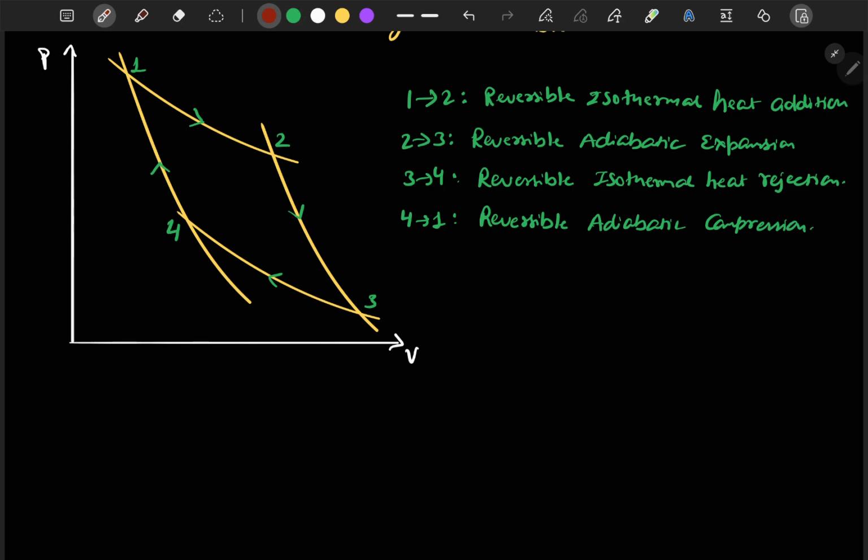So from here we can see that for this Carnot cycle, in process 1 to 2 we supplied heat Qs to the system, and in process 3 to 4 the heat Qr is rejected by the system. So this complete cycle is called the Carnot cycle.